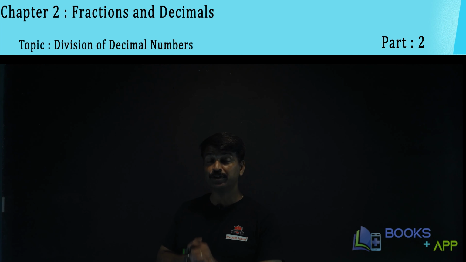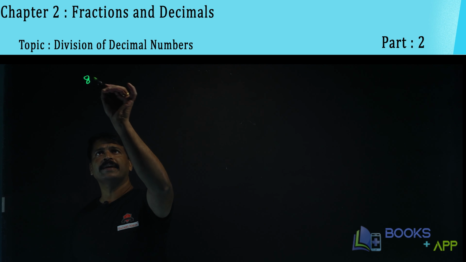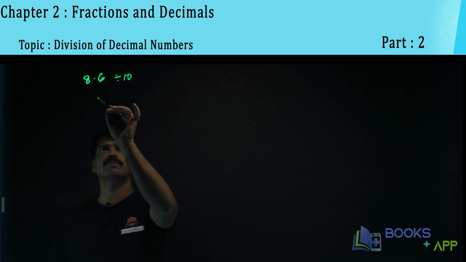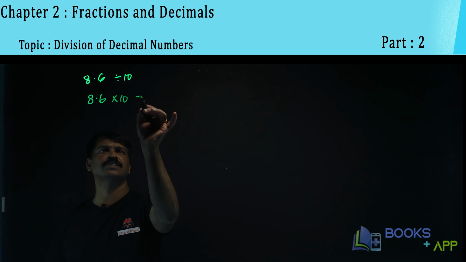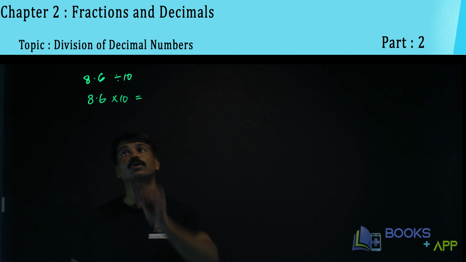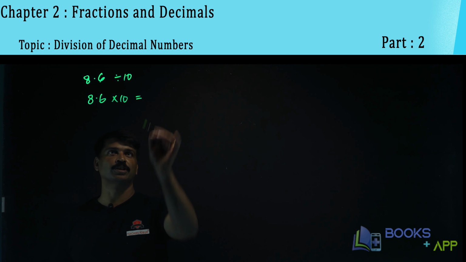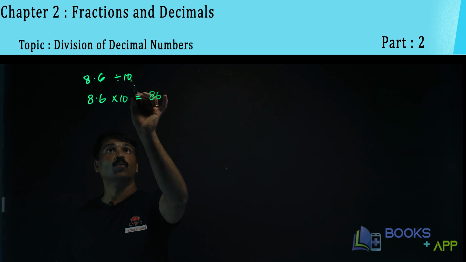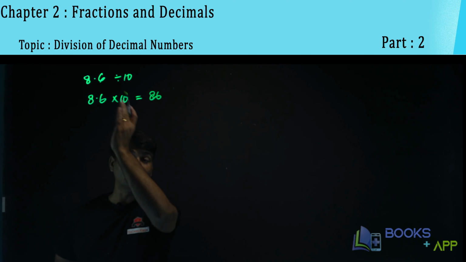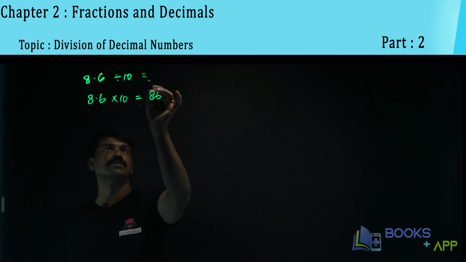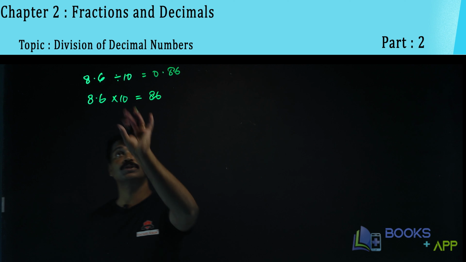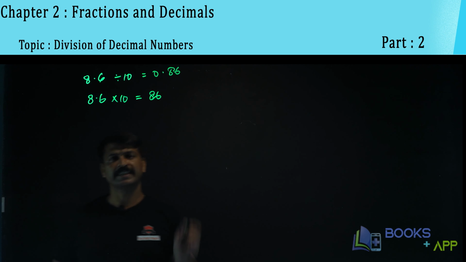Now we will discuss the division of a decimal by 10, 100, 1000, etc. See 8.6, how can you divide by 10? You know how to multiply 8.6 into 10. When you multiply by 10, this point will jump 1 point to the right. So it becomes 86. Now when you divide by 10, the decimal point will jump 1 point to the left. So it becomes 0.86. This is how you have to divide a decimal by 10. Let us solve some more problems.